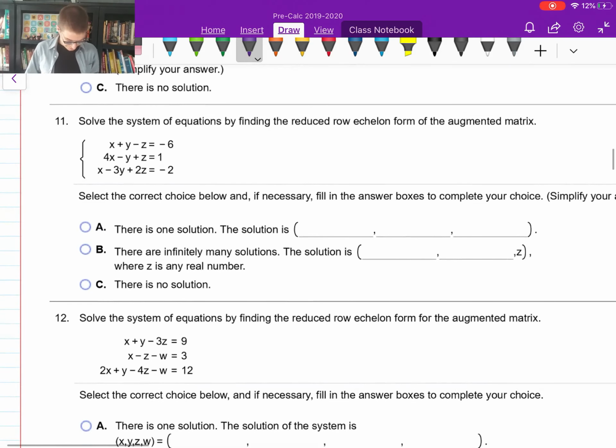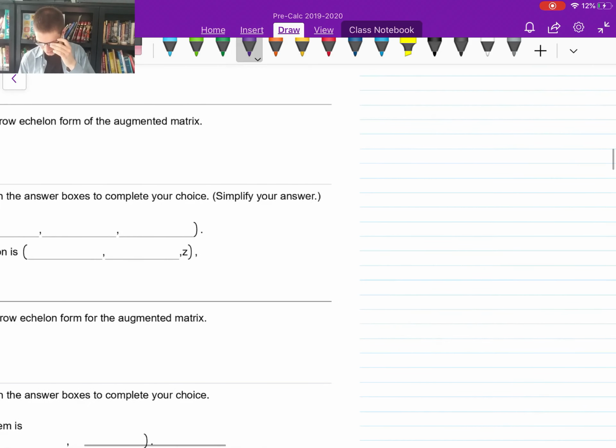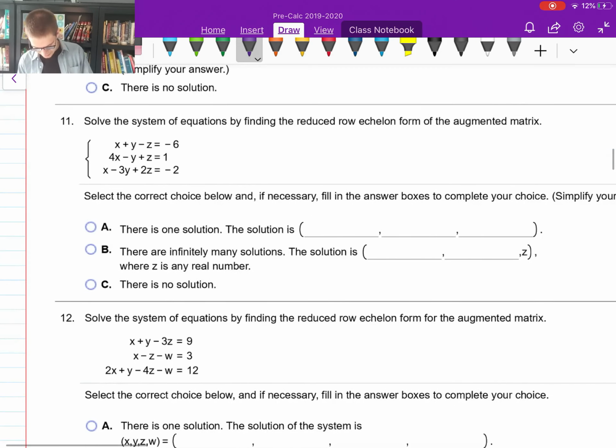Okay, number 11. Let's hope we do this one right. Solve the system of equations by finding the reduced row echelon form of the augmented matrix. Same thing. We could have just done row echelon form and substituted things in, but reduced row echelon form worked very well in the previous one, so we do reduced row echelon form this one as well. Let's copy it down very, very carefully.